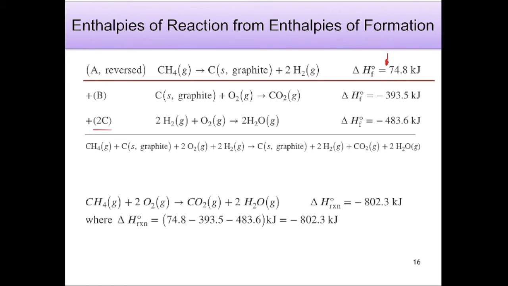So for example, in reaction 1, we have carbon as graphite as a product. In reaction 2, we have carbon as graphite as a reactant. So since the carbon is present as a reactant in one reaction and as a product in another, we can cancel those two out. We can do the same with hydrogen. So hydrogen in reaction 1 can be canceled out with the hydrogen in reaction 3.